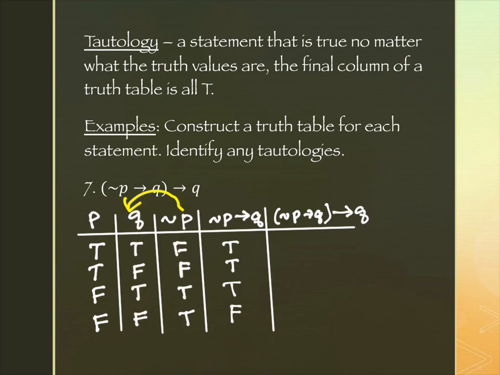All right. Next, we're going to take the one we just created, the tilde P implies Q. And we're going to go back again to column Q this time over here. So we're going like this. Tilde P implies Q again. So on line 1, I have true implies true. That's true. Line 2 is true implies false. That's false.